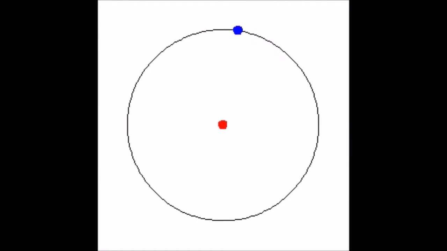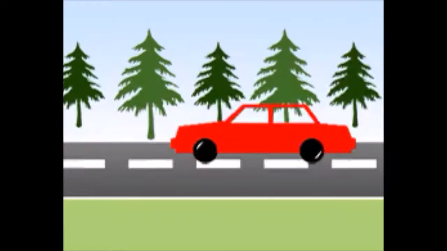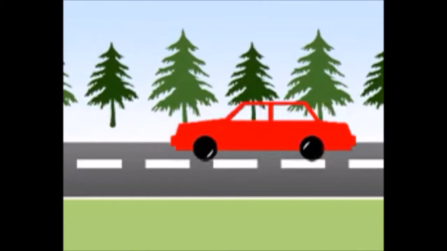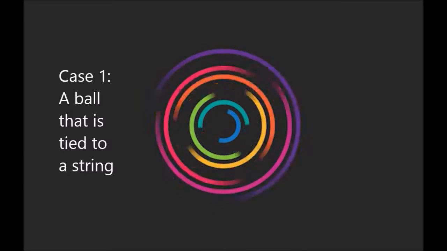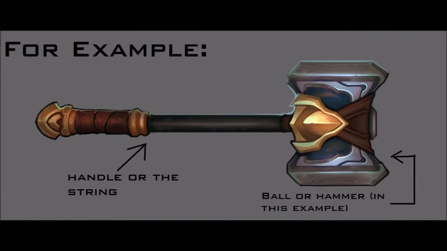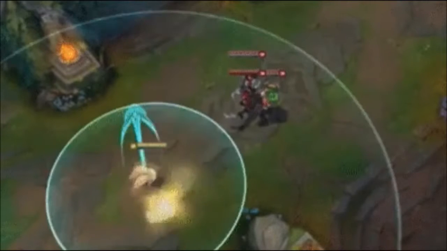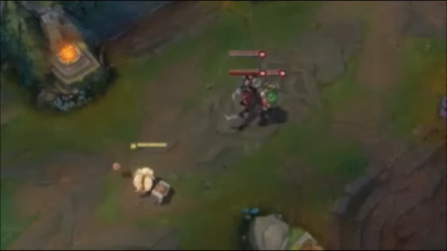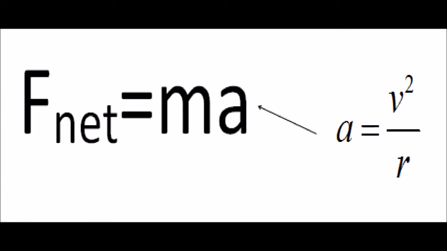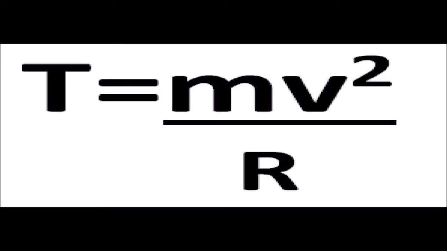Now let us relate uniform circular motion with Newton's second law, which is the law of acceleration. Now let us use the formula F net is equal to m times a and the acceleration formula of UCM, which is a is equal to v squared over r. Then substitute a with v squared over r, giving us the formula for finding the tension, which is T is equal to mv squared over r.